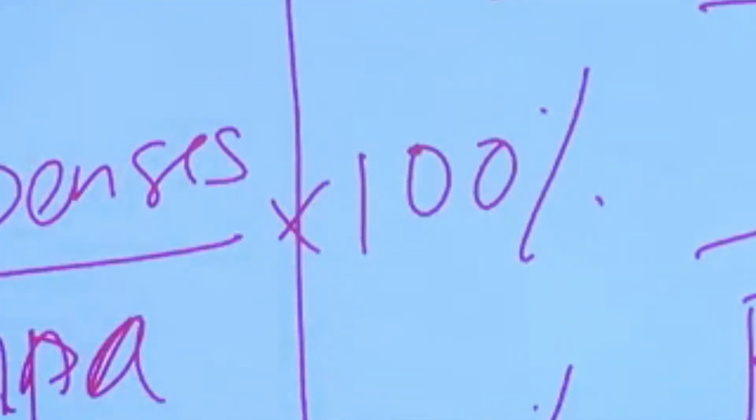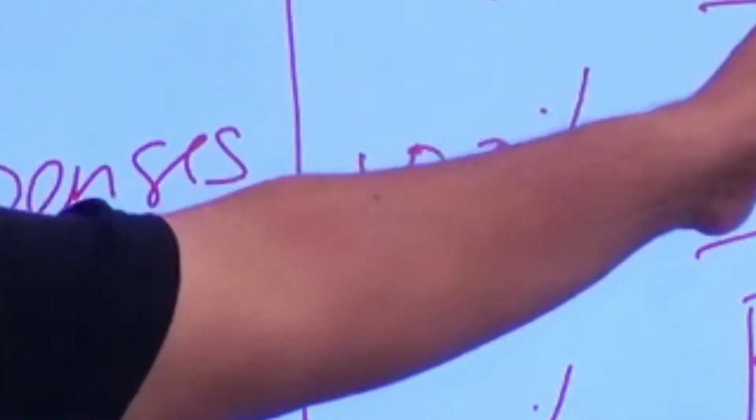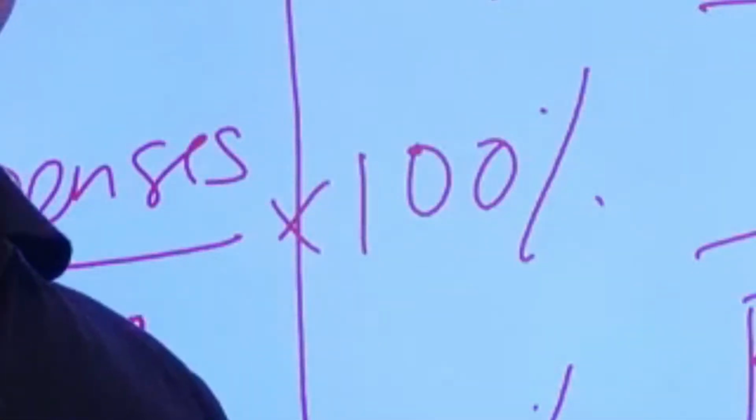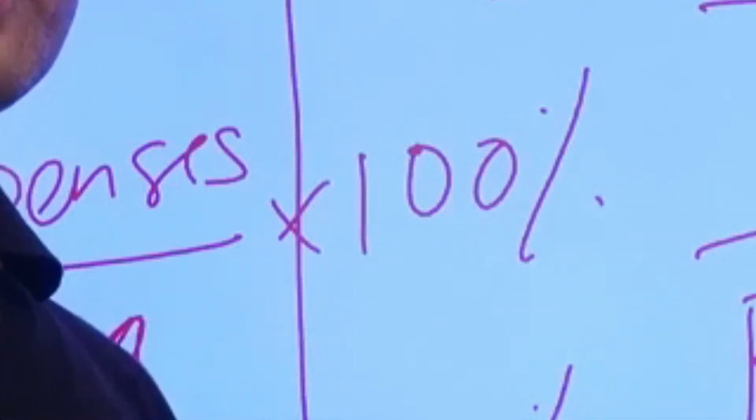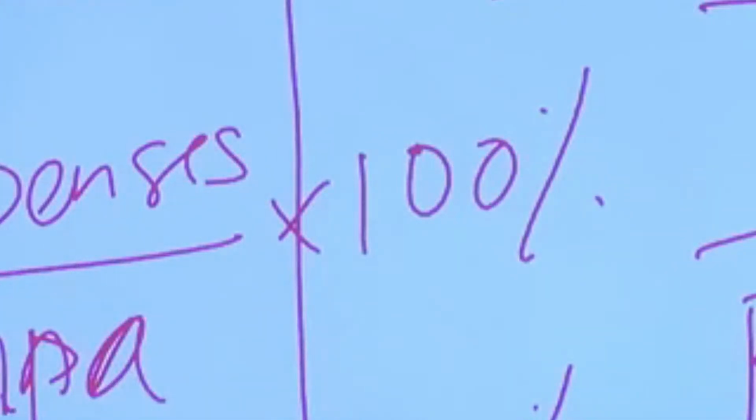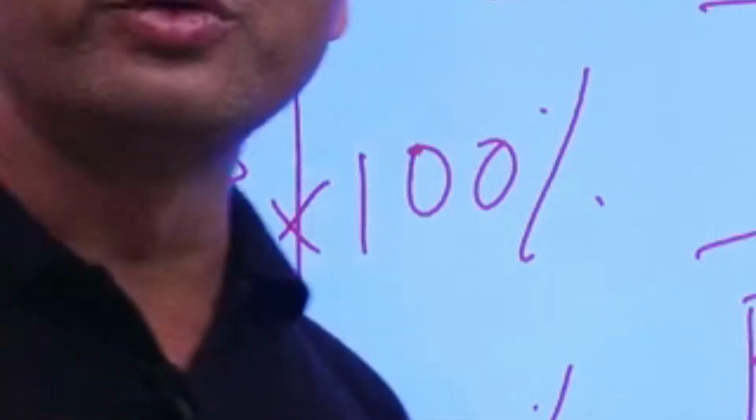Anything can be asked. Any of these three formulae, you will definitely get in the exam. ROA you might get, ROE you might get, or this relationship you might get. Don't miss anything. Be sure about this. Move on.